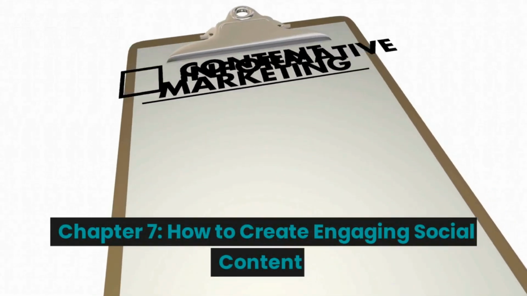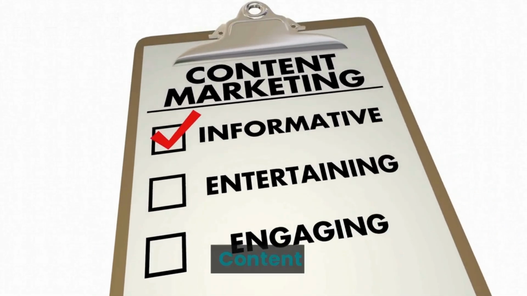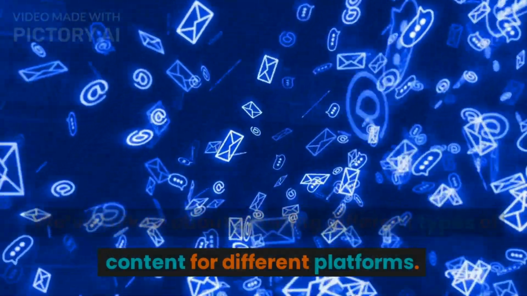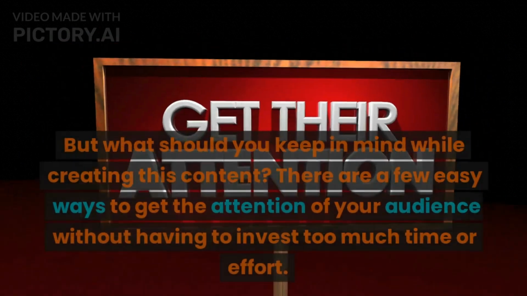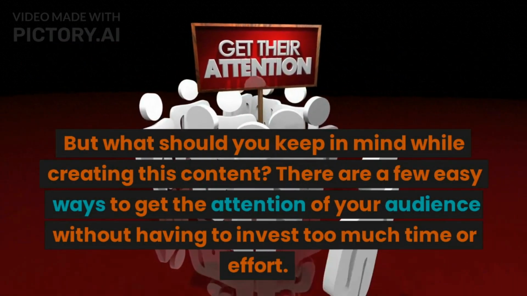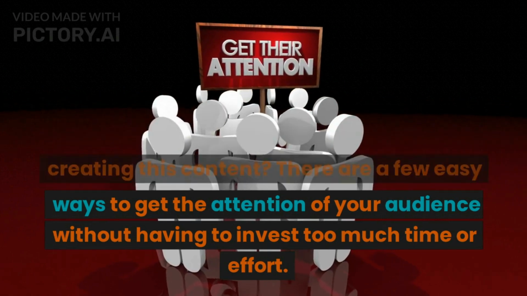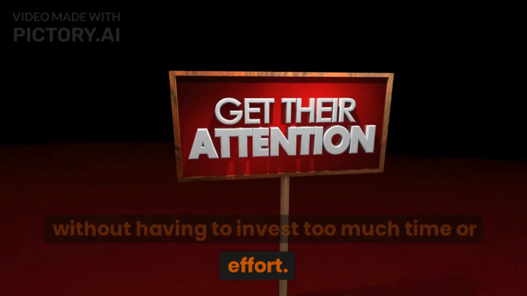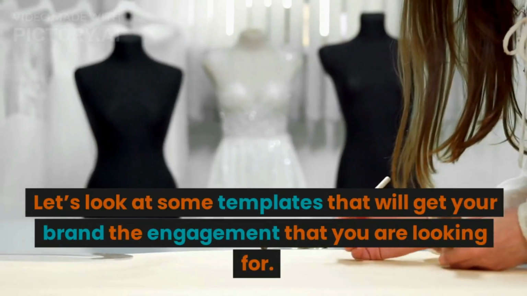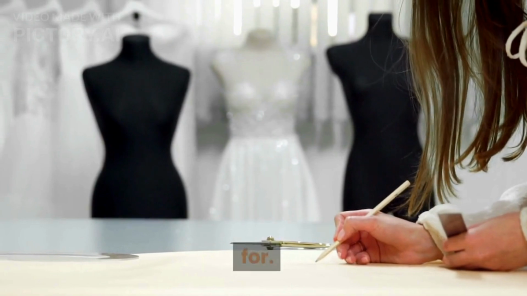Chapter 7. How to create engaging social content. We've talked about creating different types of content for different platforms. But what should you keep in mind while creating this content? There are a few easy ways to get the attention of your audience without having to invest too much time or effort. Let's look at some templates that will get your brand the engagement that you are looking for.